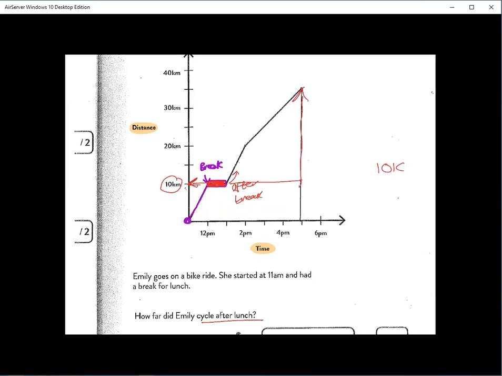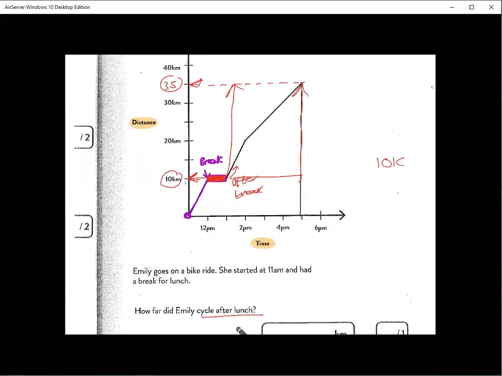all of this distance here, until she got to this distance here. So how many kilometers did she do by the end of the ride? 35 kilometers, yeah, 35 looks good. They want to know, how far did she travel in this part of the journey? So we know that she got to 35 and she started this part of the journey at 10. So what's the total distance then traveled?